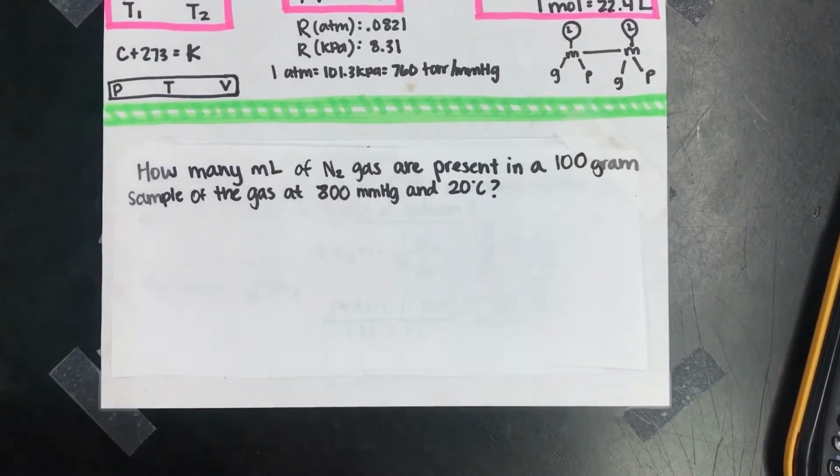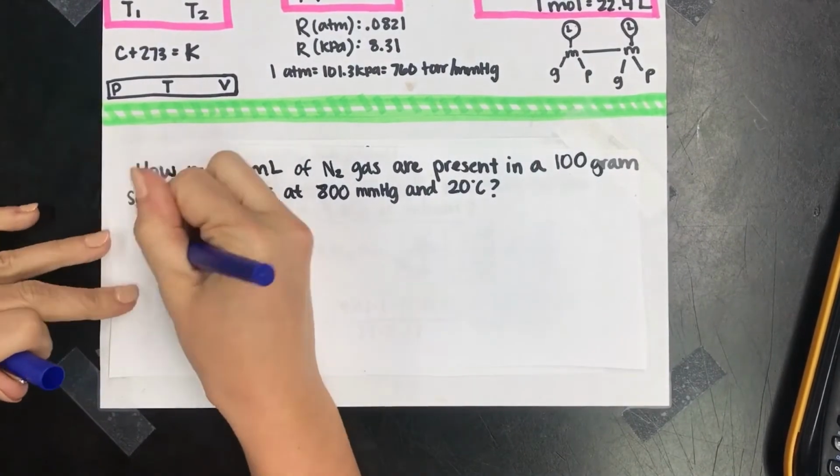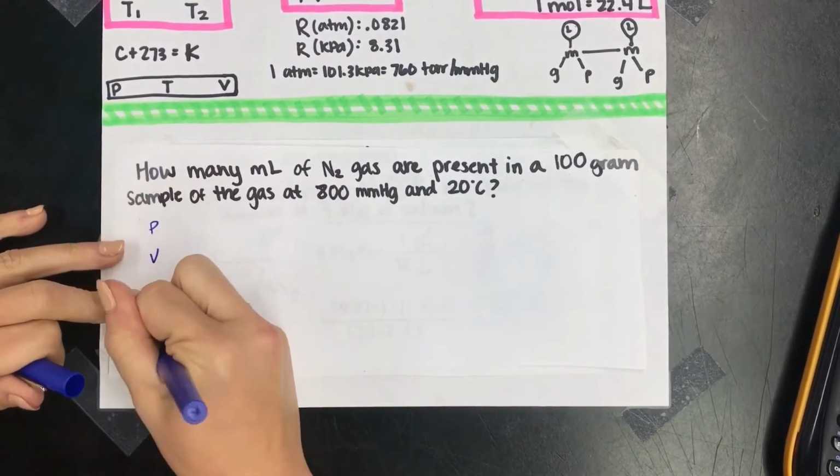So let's go ahead and list out our variables. P, V, n, R, T.